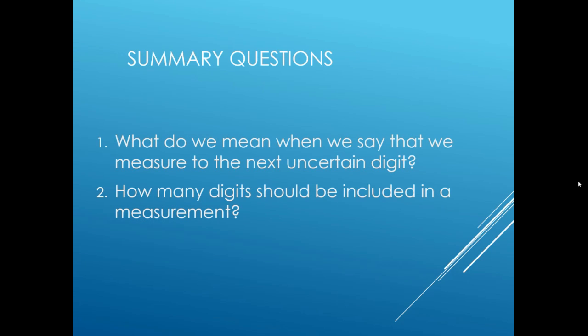So in your summary, what do we mean when we say that we measure to the next uncertain digit? And how many digits should be included in a measurement? And how do you know?